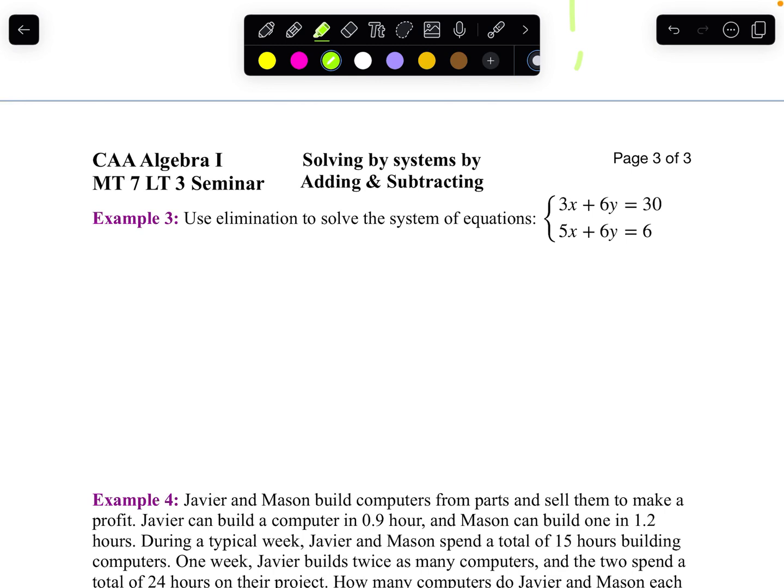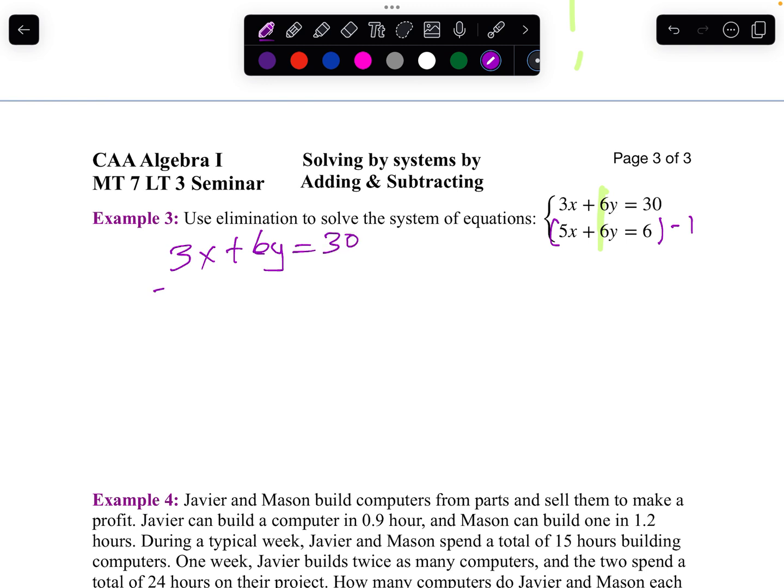On example 3, notice when I add them up, they don't cancel. So what I'm going to do, but I notice I still have these two coefficients that are the same. I'm going to multiply one of my equations by -1. You're essentially subtracting the second equation. But I would say let's write it multiplied by -1. So my first equation, I'm going to say 3x plus 6y equals 30.